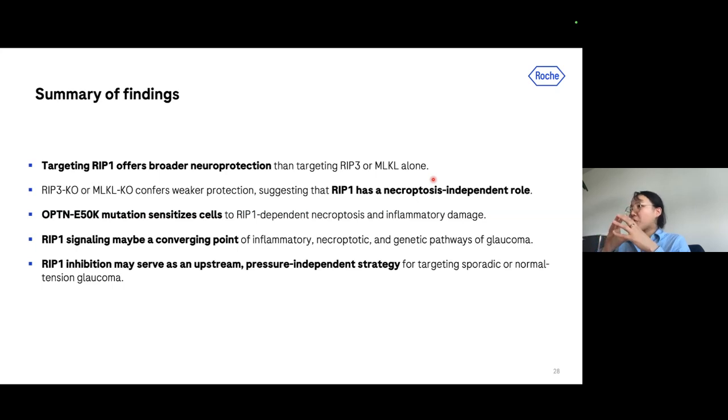So targeting RIP1 offers a broader upstream therapeutic strategy beyond intraocular pressure control, especially for progressive or normal tension glaucoma, where inflammation and neurodegeneration really dominate. Our approach using two preclinical models that incorporate two different types of stress demonstrates the potential translational relevance of RIP1 inhibition. And it also positions RIP1 as a strong therapeutic target at the intersection between inflammation, degeneration, and genetic vulnerability in glaucoma.